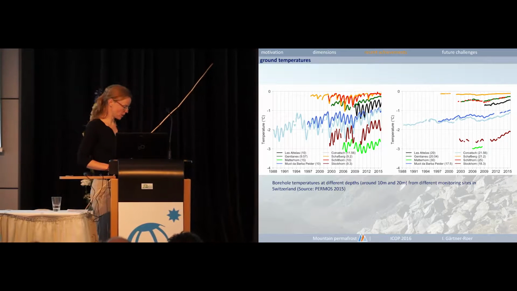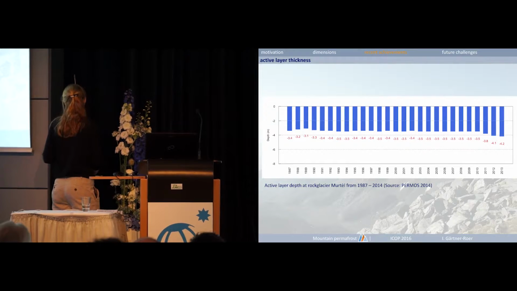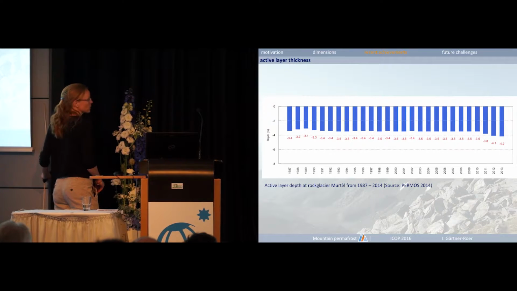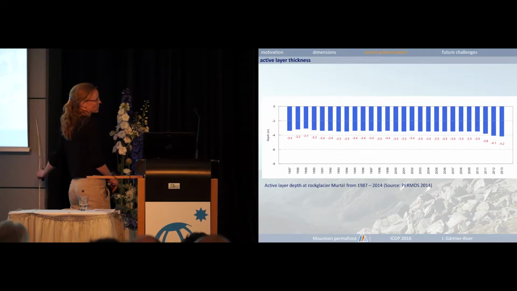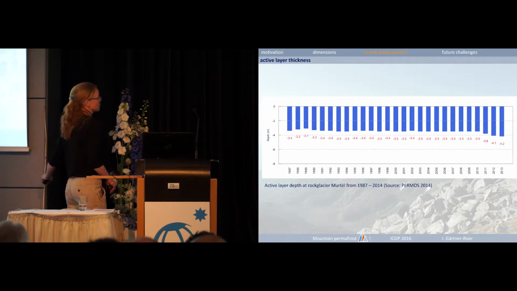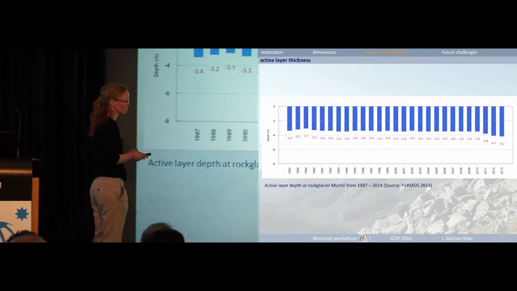Based on this data, we can also monitor the active layer depth. Again, an example from Rock Glacier Muragl. You see it was fairly stable over several years. And only recently we recognized that the active layer is increasing.